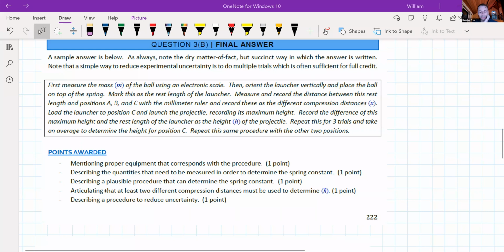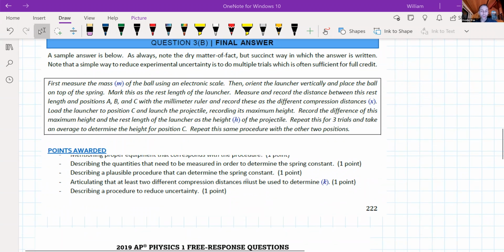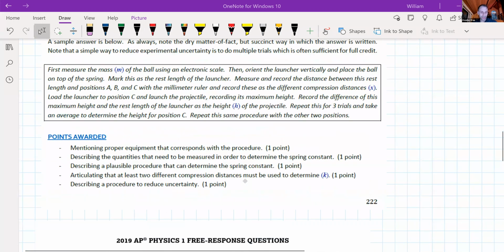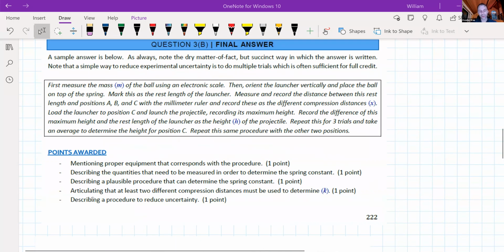Notice that you have to put at least 2 different compression distances, because you're running an experiment. You never run an experiment with just one trial, right? You're trying to determine, is this on A, B, and C? Now, by the way, look at this last point, describing a procedure to reduce uncertainty.